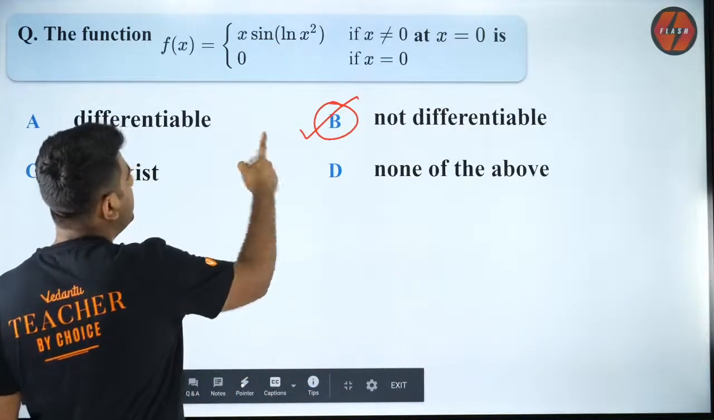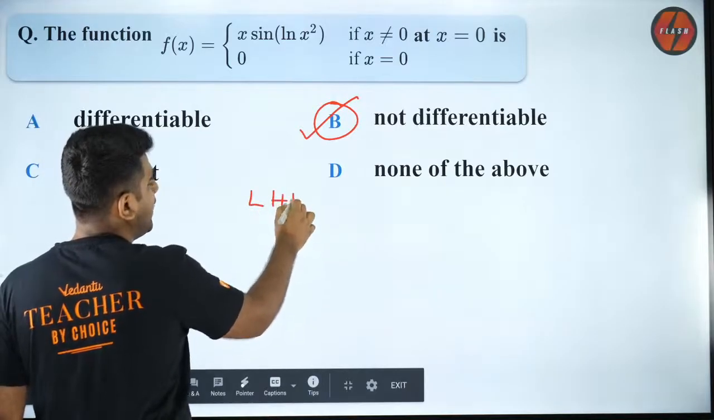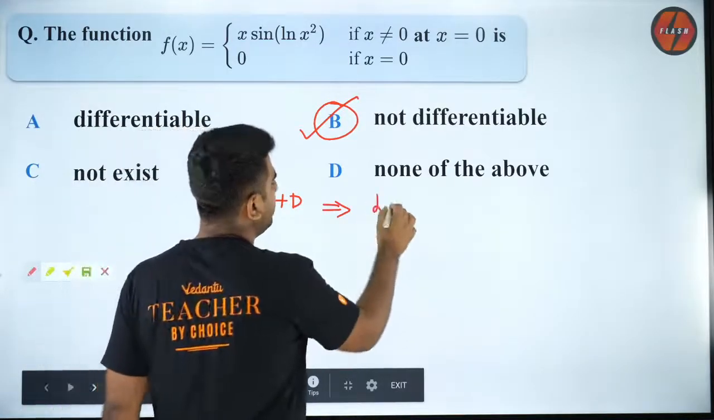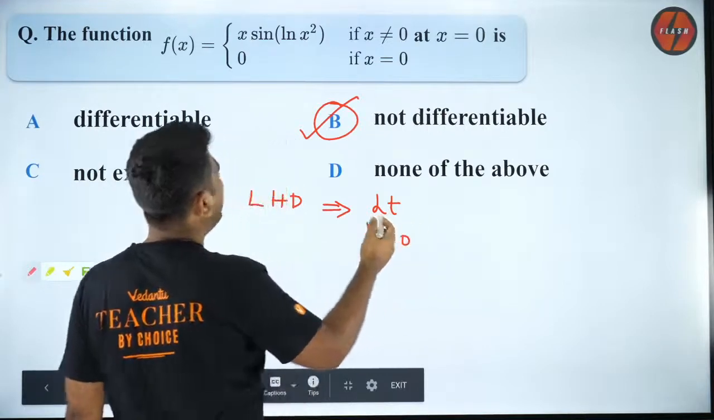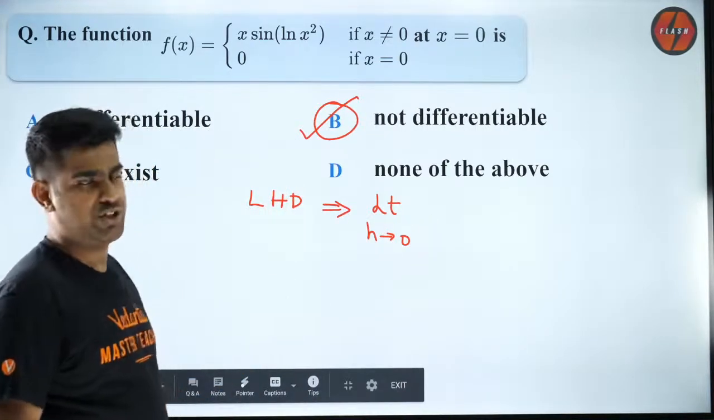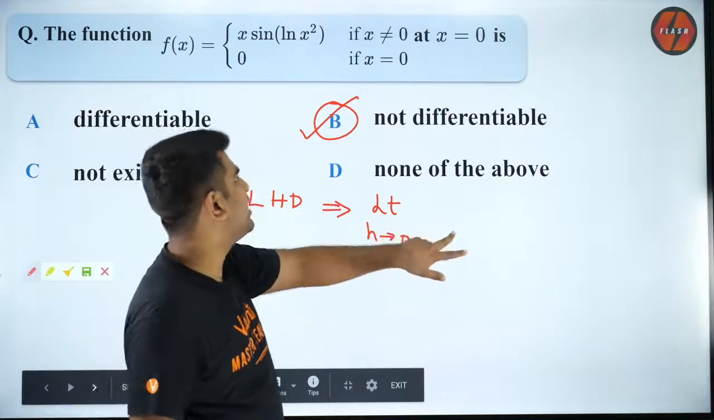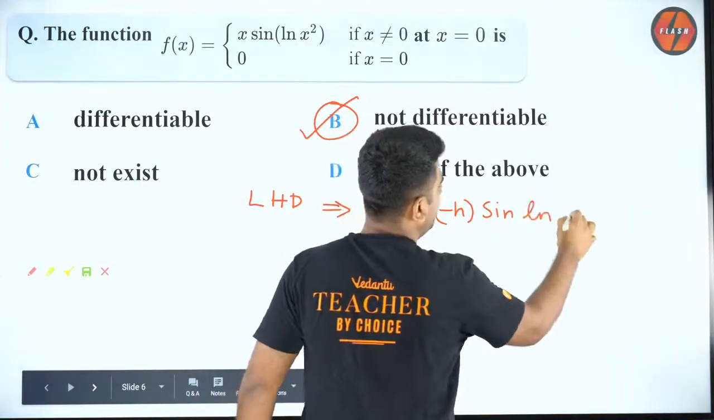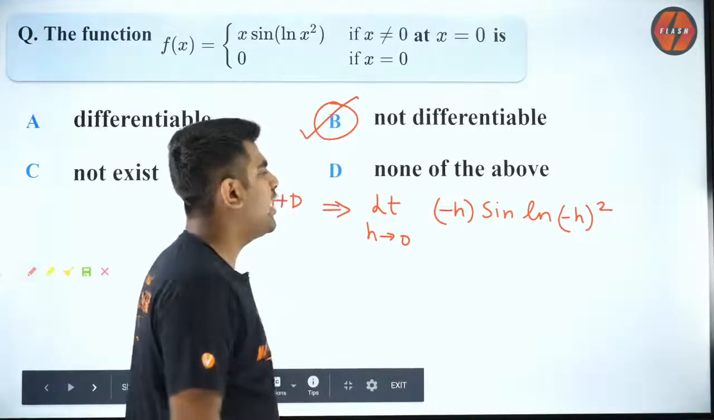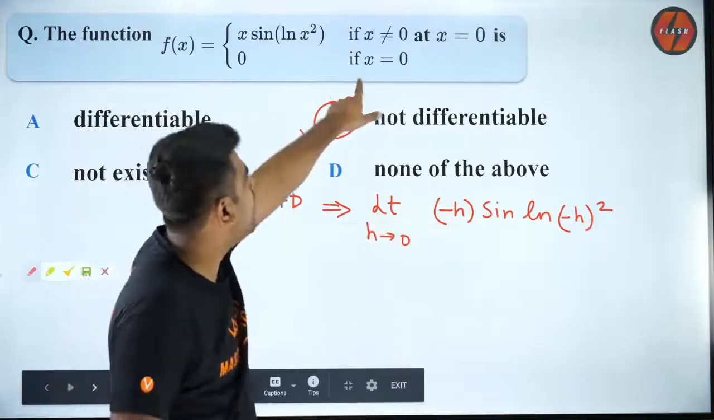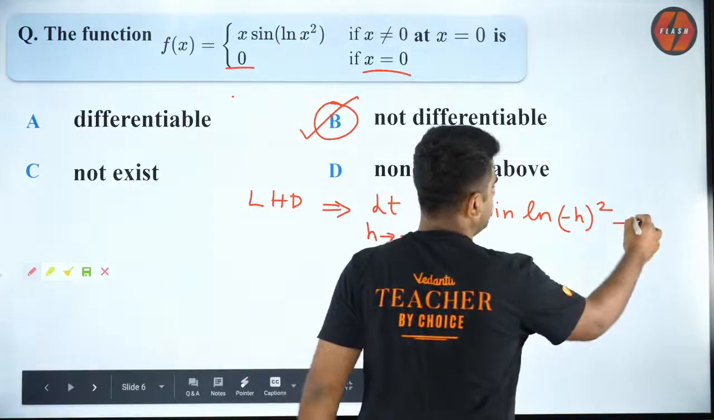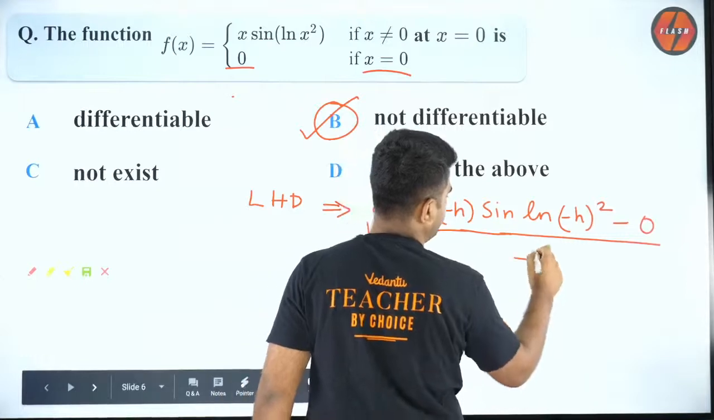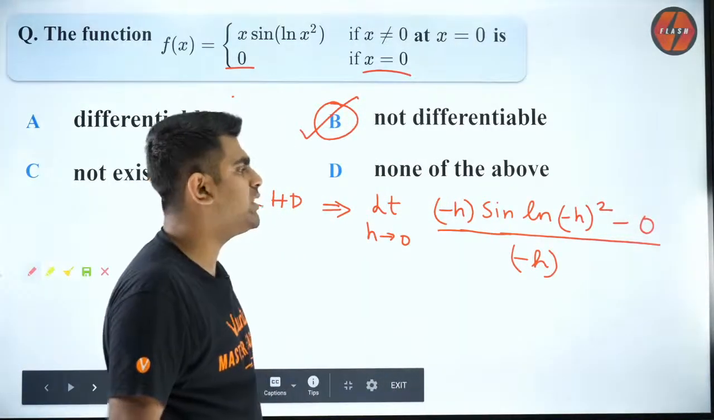So guys, for differentiability, don't you agree my left hand derivative should be equal to right hand derivative? So what is left hand derivative? Can we all do that? It will be limit h tending to 0, f of 0 minus h. Isn't that correct? So what is f of 0 minus h? F of minus h will be minus h into sine of ln of minus h the whole square. Are you guys clear with it? Minus f of 0, and f of 0 is 0, divided by minus h. So are you guys clear with that?